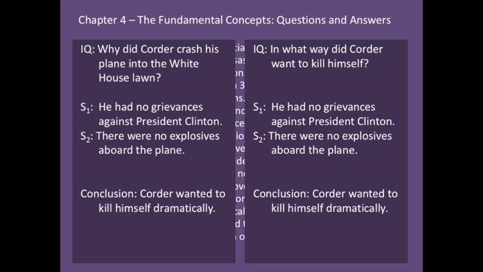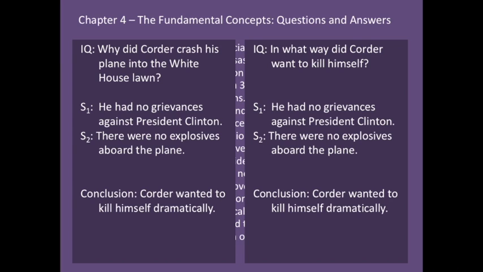The same doesn't hold for the right-hand interpretation. According to the right-hand interpretation, the investigators are trying to figure out in what way did Corder want to kill himself. And their evidence is he had no grievances against President Clinton, there were no explosives aboard the plane, so they concluded that Corder wanted to kill himself dramatically. That's the way he wanted to kill himself. And remember, when the different parts don't fit, that's what lets us know that the right-hand interpretation is not understanding the Secret Service official's argument correctly.